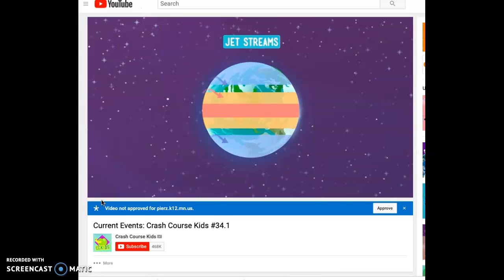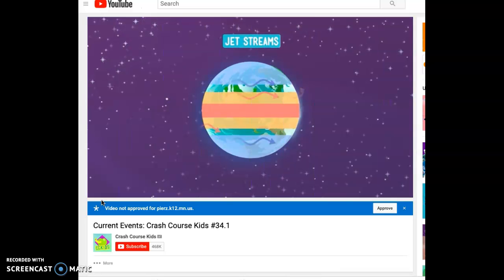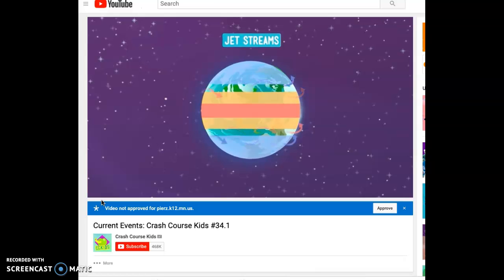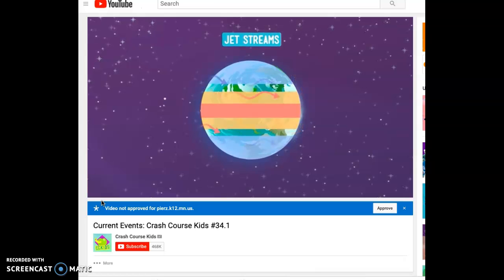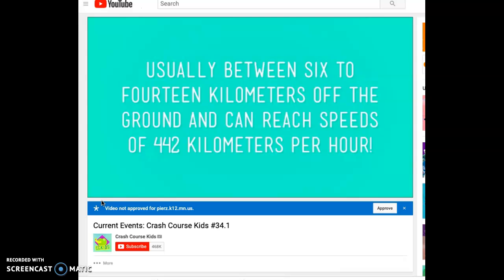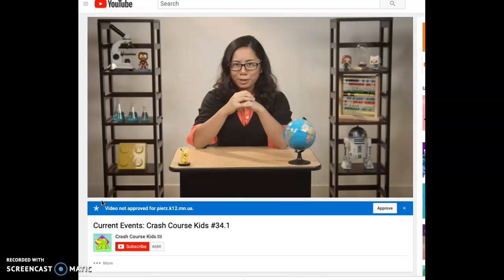Jet streams move in wiggly patterns across Earth caused by the interaction with other high and low pressure systems, and also with seasonal changes too. These streams are usually between 6 to 14 kilometers off the ground and can reach speeds of 442 kilometers per hour. Simple enough. But of course, there's more.